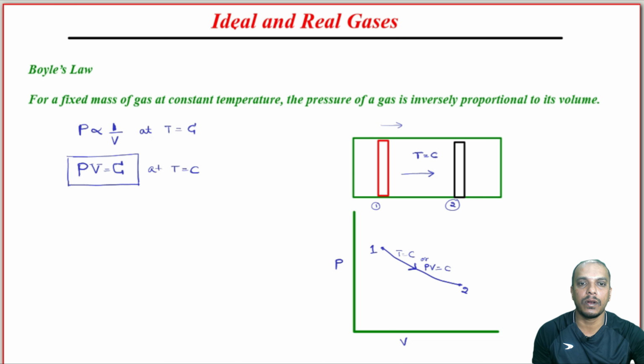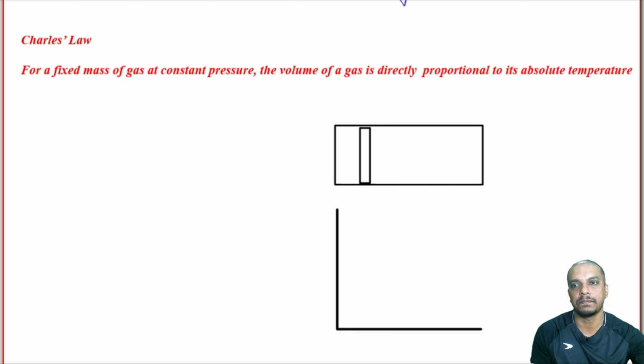Now, let us go to one more law which we know, which is Charles' law. For a fixed mass of gas at constant pressure, the volume of a gas is directly proportional to its absolute temperature. Similarly, we have taken one more system where the gas is in the cylinder behind the piston. If the pressure is constant, volume of gas is directly proportional to its temperature.